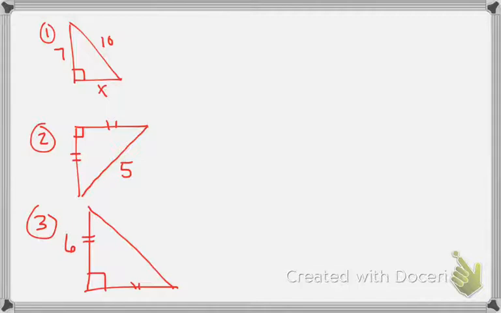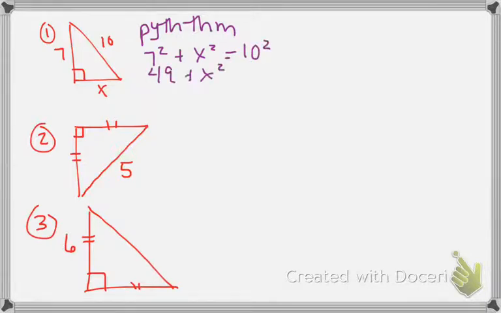So here's a couple examples. Number 1, we know two sides and we want to find the third. So this is when we use Pythagorean theorem. So we have leg squared plus leg squared equals hypotenuse squared. 7 squared is 49 and 10 squared is 100. Subtract 49 from both sides and we get x squared is 51. So that means x is the square root of 51. Now you would want to make sure you check and see if square root of 51 can be simplified, and it can't. So we are done.